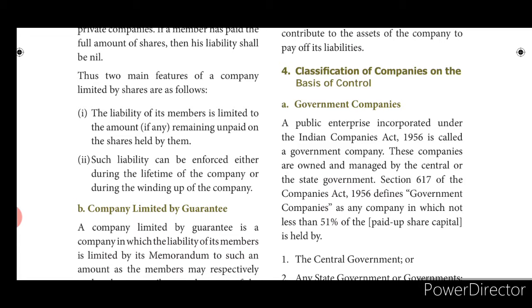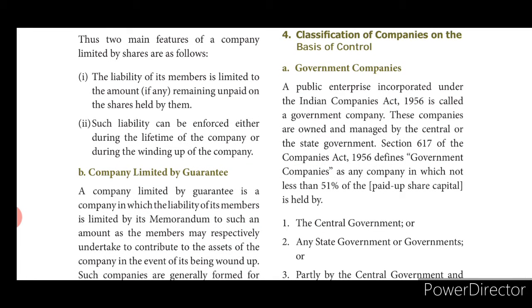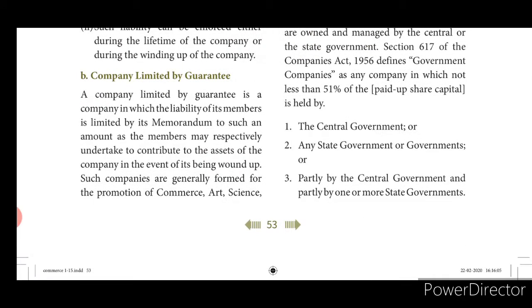So classifications of company: how it has been classified based on control. Let's see. A public enterprise incorporated under the Indian Companies Act of 1956 is called a government company. These companies are owned and managed by a central or a state government. Section 617 of the Companies Act of 1956 defines government companies as any company in which not less than 51% of the paid up share capital is held by the central government or any state government, or partly by the central government and partly by one or more state governments.